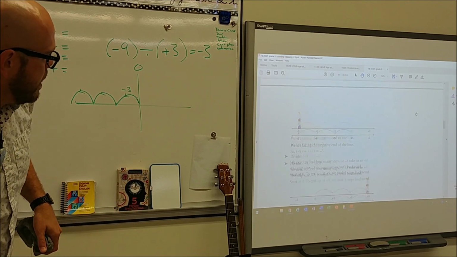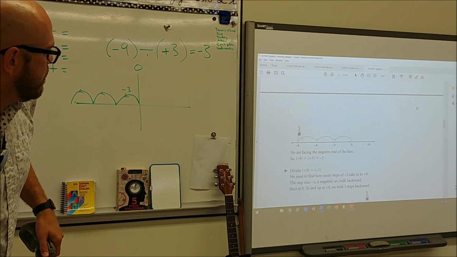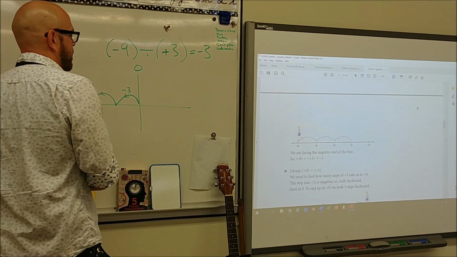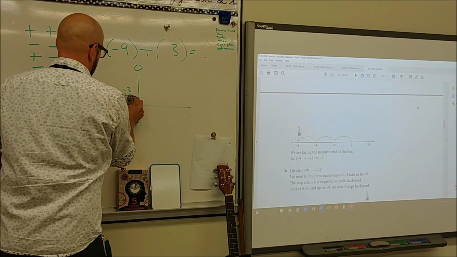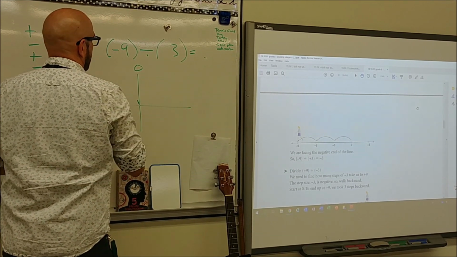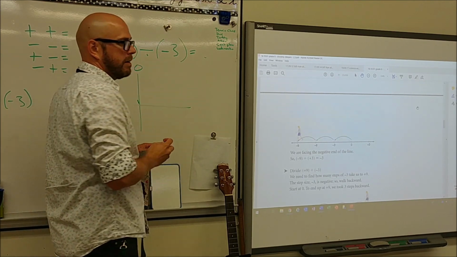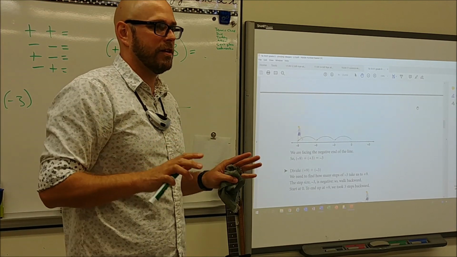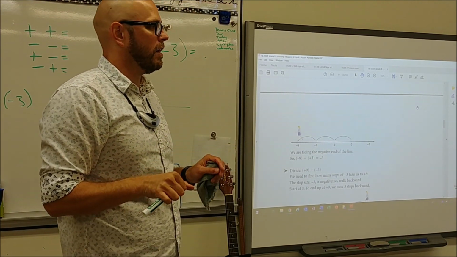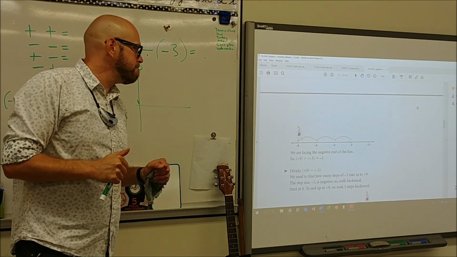Let's look at the final example here. +9, oh, I don't want to show you that. +9 divided by -3. Okay, let's see if you can get it on your number line. +9 divided by -3. By the way, guys, don't kick yourself if you're confused by this model. This is the most difficult model. After the lesson, we'll head out in the hall and we'll practice just a little bit, okay?